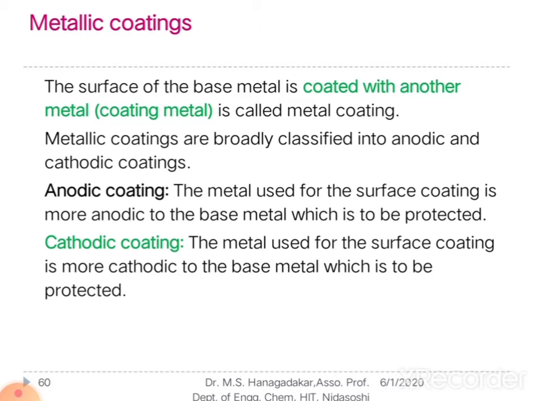What do you mean by anodic coating first? When the metal used for the surface coating is more anodic than the base metal which is to be protected, it is called anodic coating. Then what is meant by cathodic coating? When the metal used for the surface coating is more cathodic than the base metal which is to be protected, that is what you can call cathodic coating.